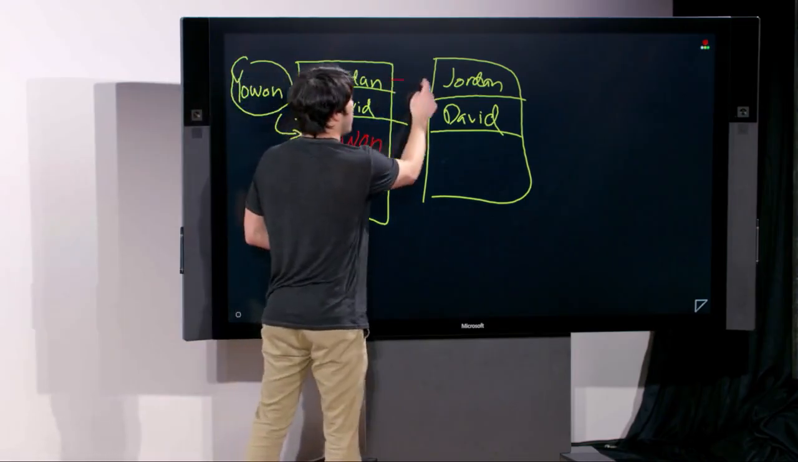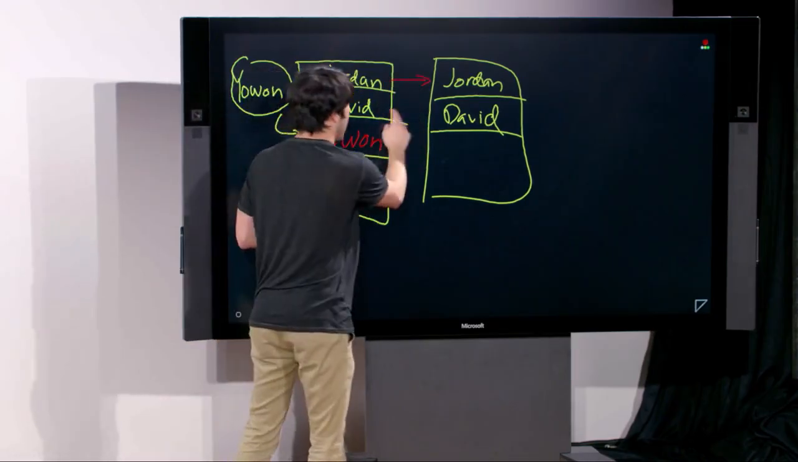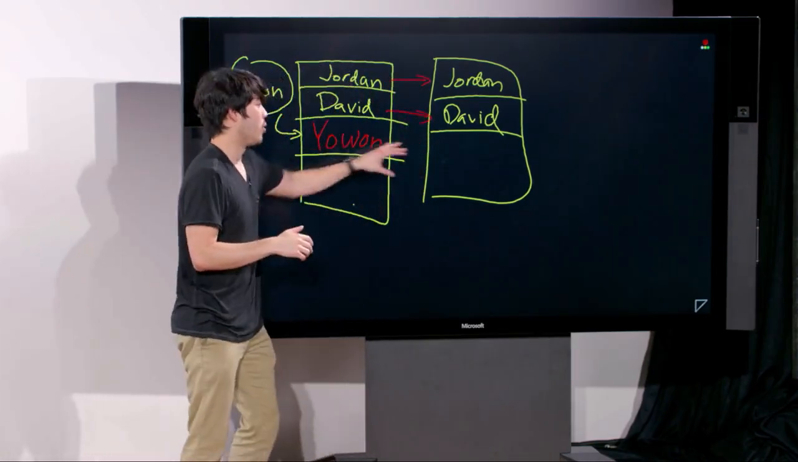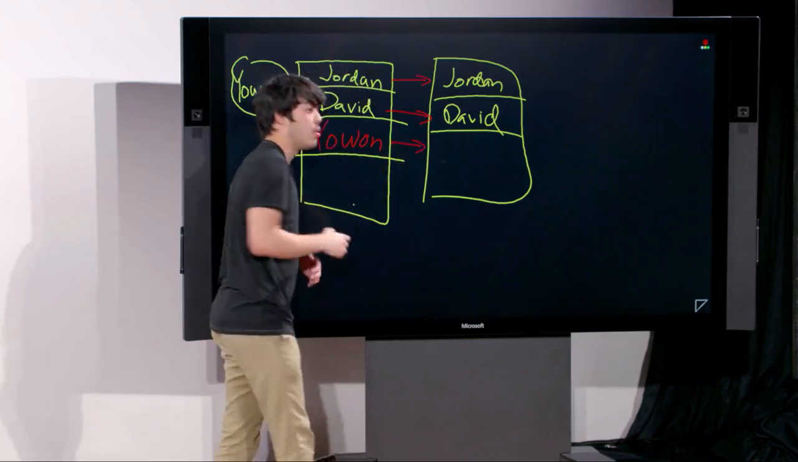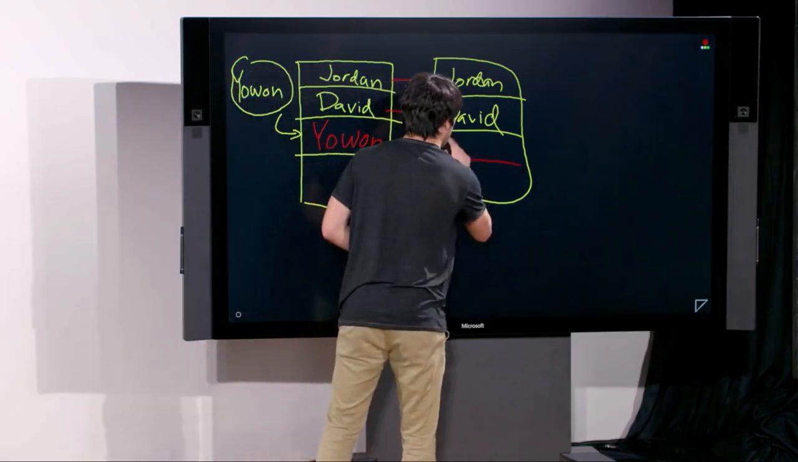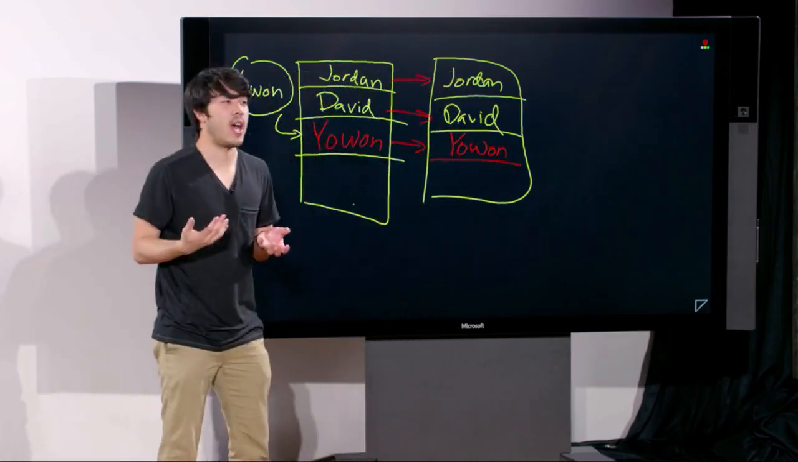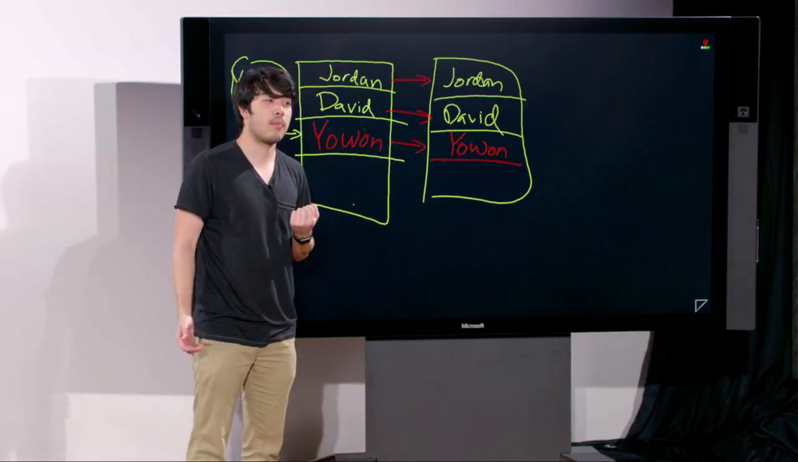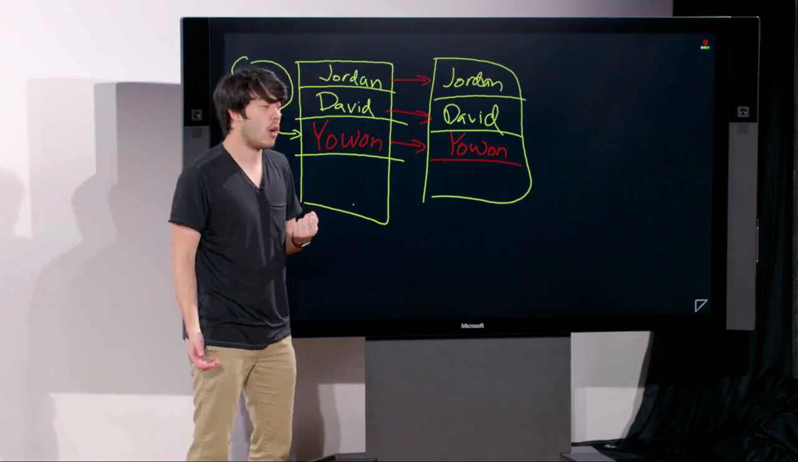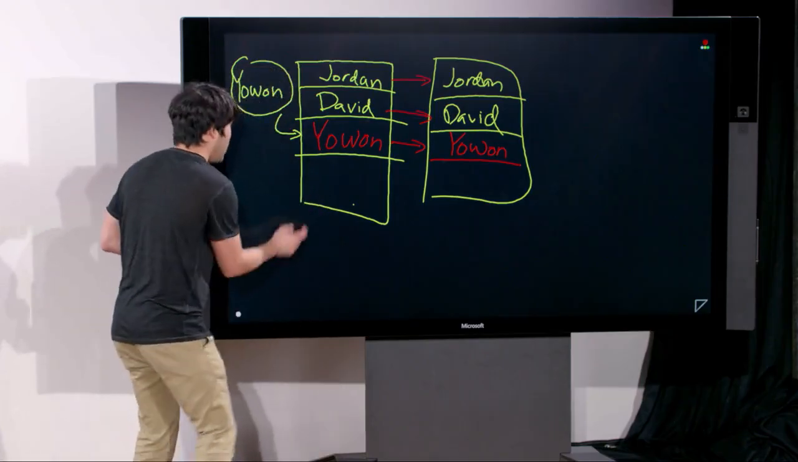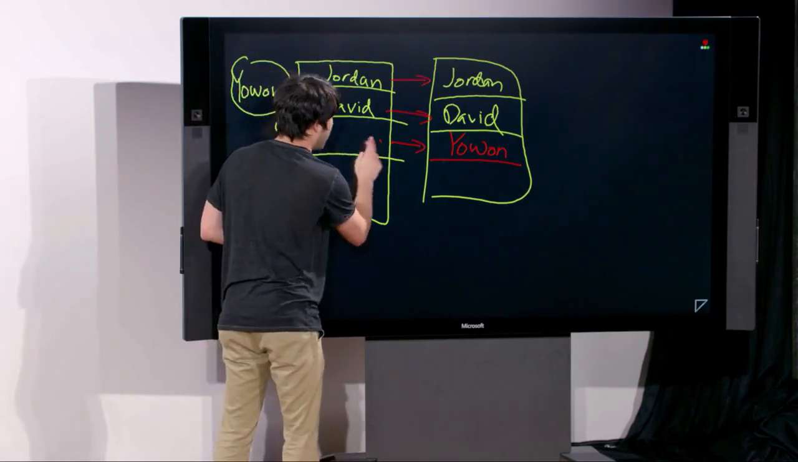It says, oh, this remains the same. Don't need to change it. This remains the same. Don't need to change it. Oh, Yoan doesn't exist in the actual tree, so let's add him here. Easy. All we had to do is add one person at the bottom. But what happens when we don't want to add the person to the bottom? So let's retrace our steps a little bit.